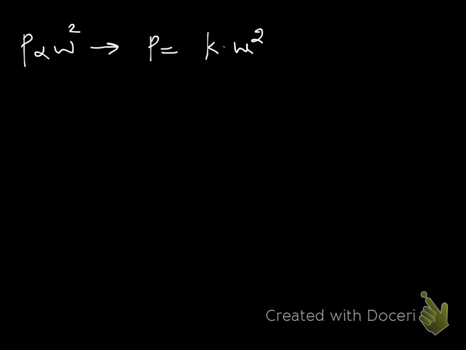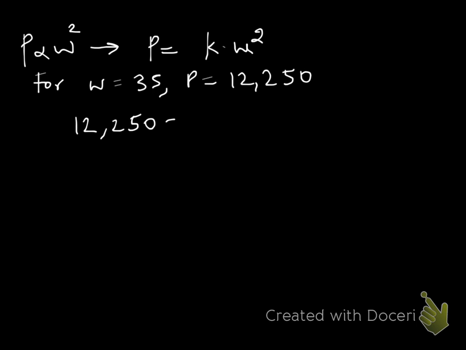We've seen that P is proportional to W square. Removing the sign, P is equal to K times W square. Plugging in the values for weight equal to 35 grams, we are given the price is 12,250. Plug in the values: 12,250 is equal to K times weight square, which is 35 square. Finding 35 square is pretty easy. I'm sure you must have seen in the video related to finding squares.